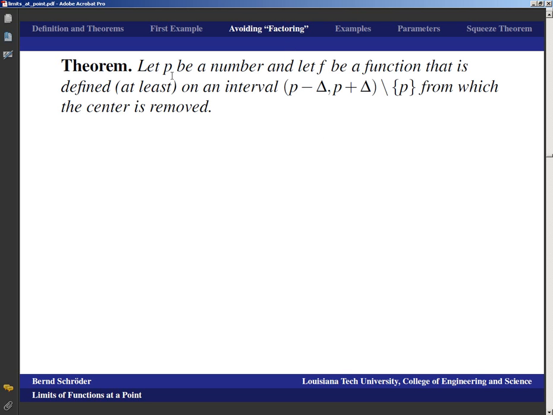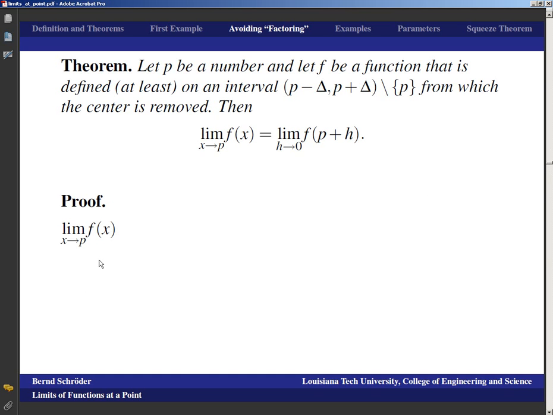Again, we've got that number p, the place where we're going to compute the limit. We've got a function that is defined on this interval from which the center was removed. And then the limit as x approaches p of f of x is the limit as h approaches 0 of f of p plus h. Well, let's see, how does this go? When h goes to 0, p plus h goes to p, so that ought to be the same thing. And the proof is a little technical, but it works out.